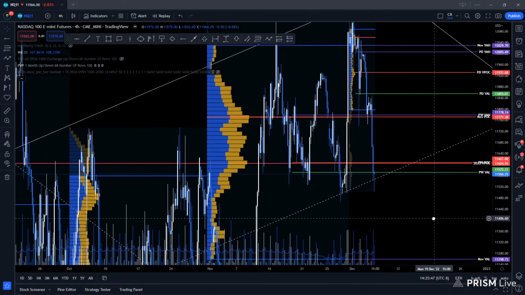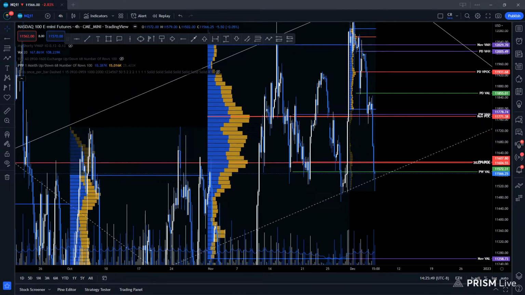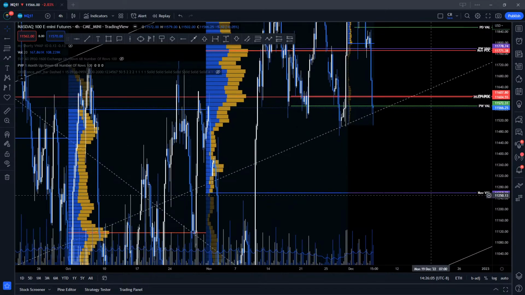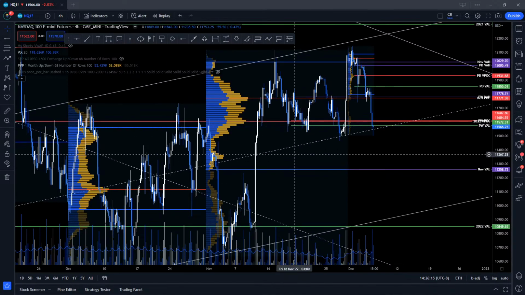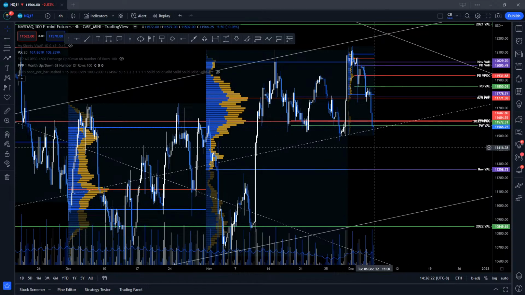All right, so anyway, there's our monthly November value area high, 12,029.7. POC is at 11,771.38. And our value area low is at 11,258.73. So from here, if you want, you can also grab October value area high, low, and POC. I'm not going to, we're pretty far away from them right now.